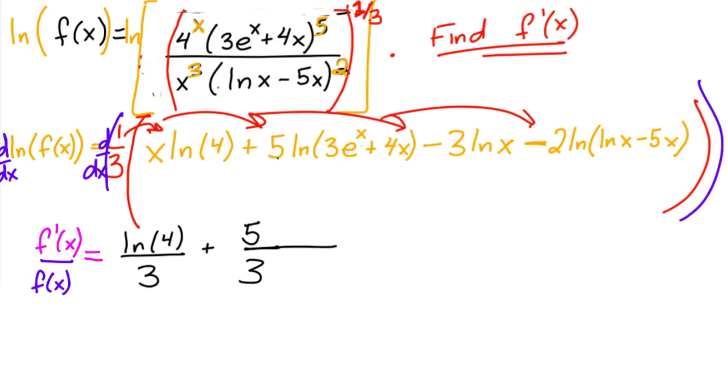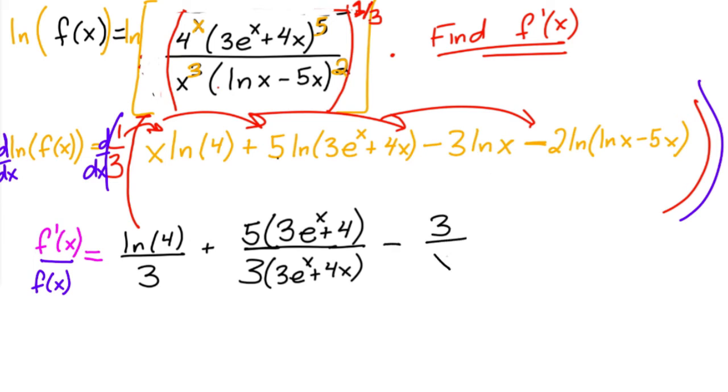Now the derivative of each one of these little logs is going to be 1 over the inside, so 1 over 3e to the x plus 4x times the derivative of that inside. So the derivative of 3e to the x plus 4x is 3e to the x plus 4, minus 3, the derivative of natural log of x is 1 over x. And then don't forget over 3 as well. So you can reduce those if you want. And then minus 2 over 3.